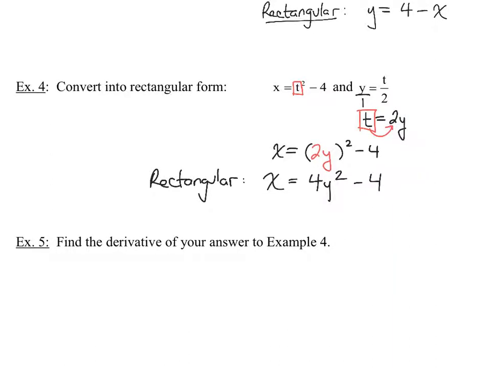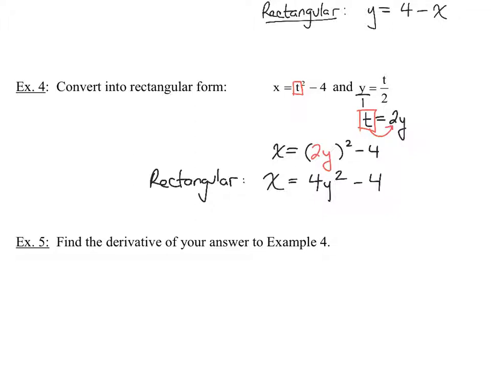All right? Now, number 5. The phrasing of number 5 is a work in progress, right? Because I just said simply find the derivative of your answer to example 4. I didn't say in any particular way. Derivative of x with respect to y, derivative of y with respect to x. So it's really up to you to do it any way you want.